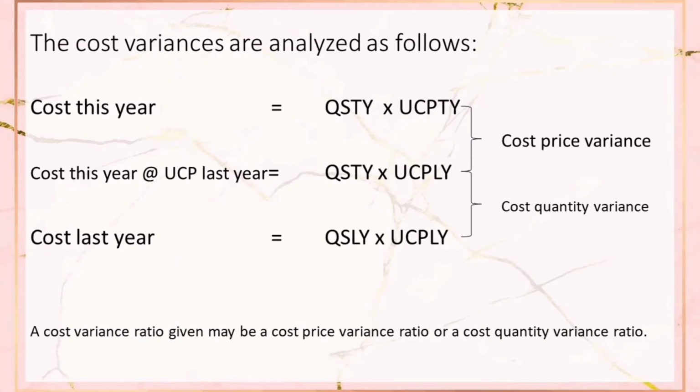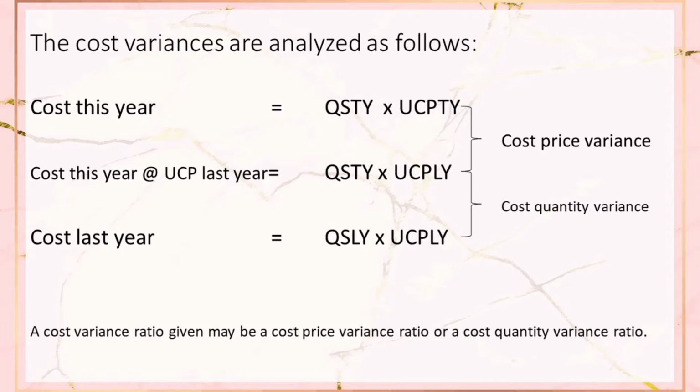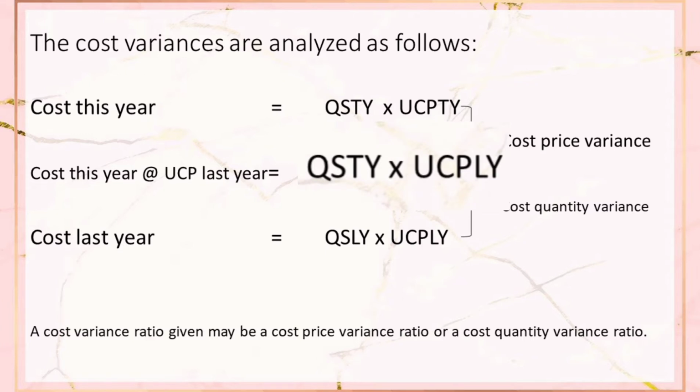So, we will go to the cost variances. We will use the cost this year at unit cost price last year, and the cost last year. The cost this year is equal to quantity sold this year times the unit cost price this year. The cost this year at unit cost price last year is equal to quantity sold this year times unit cost price last year.